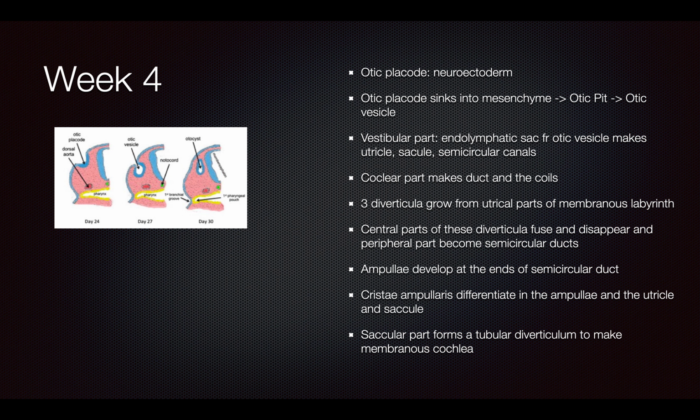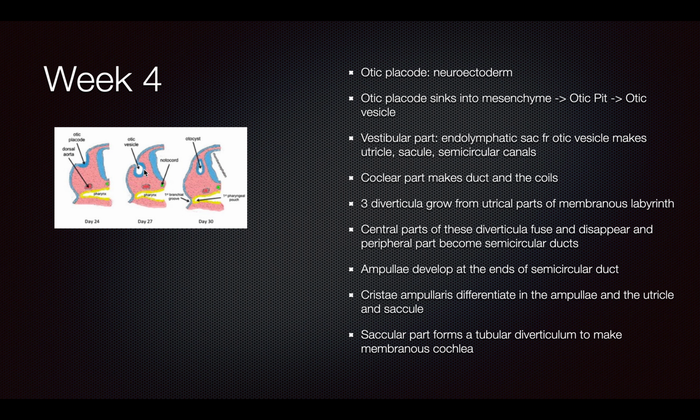Okay, so during week 4, the ear forms, and the otic placode is formed from the neuroectoderm. The otic placode will sink into the mesenchyme, gets invaginated, makes the otic, for ear, optic for eyes. The otic placode forms the pit, and then eventually it forms the vesicle.